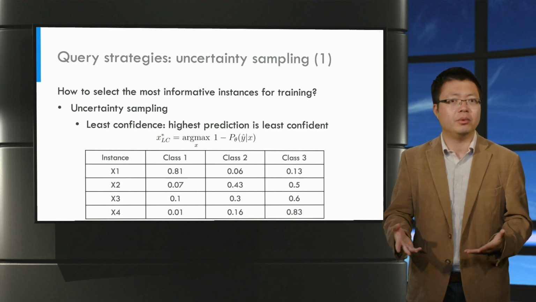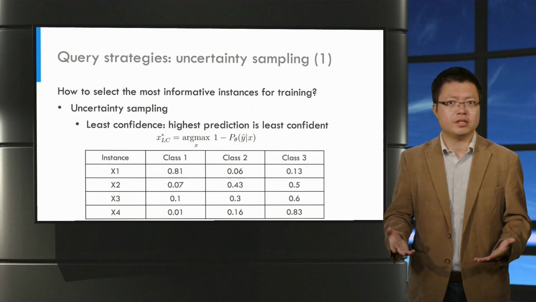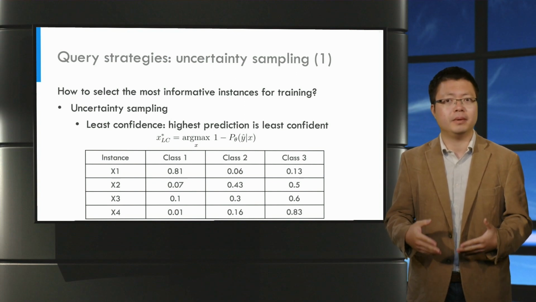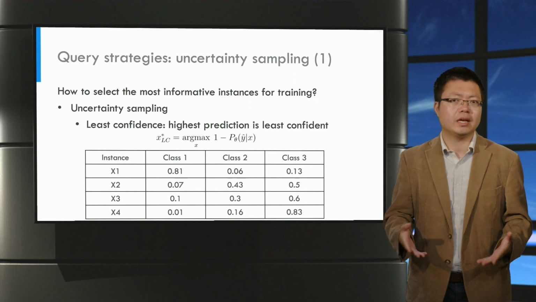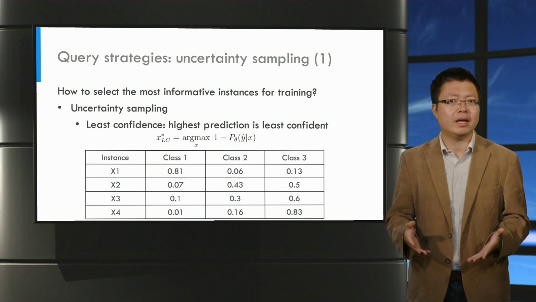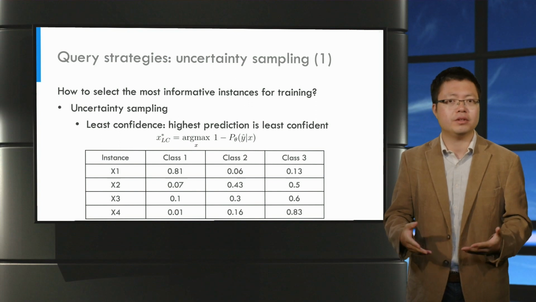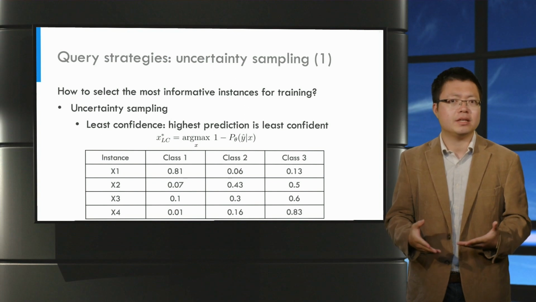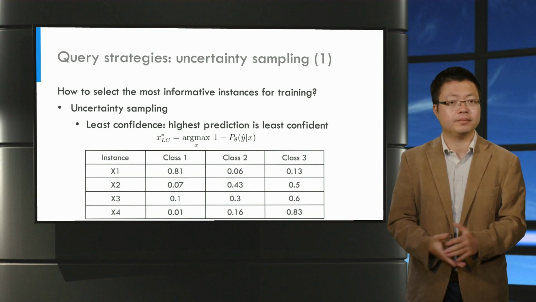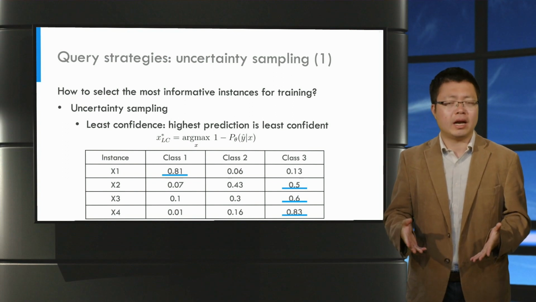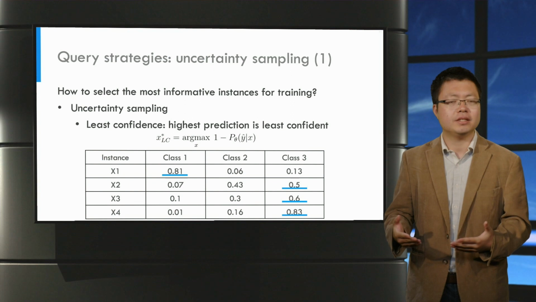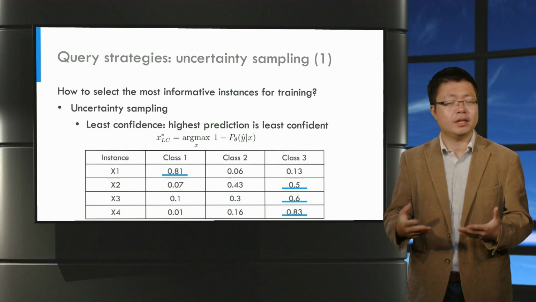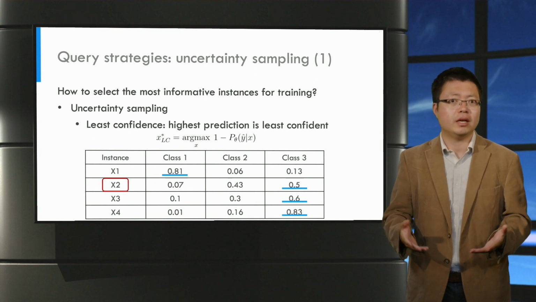Now let's look at an example. Here are 4 instances in a 3-class classification problem. You can see the predicted probability for the instance to be each of those classes. Which one would then be selected using the least confidence method? Well, we will first check which class each instance has the highest probability, right? So these are the classes with highest predicted probability. And then we look for the instance where the highest probability is smallest, which is x2.